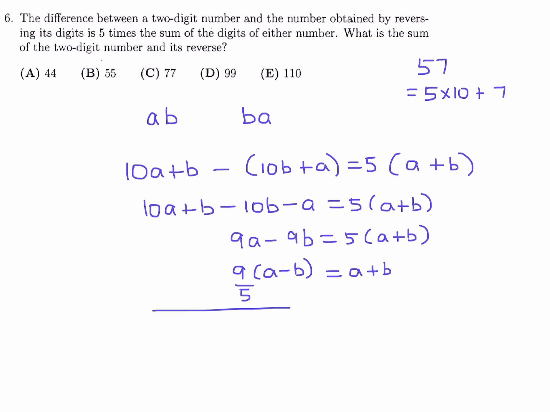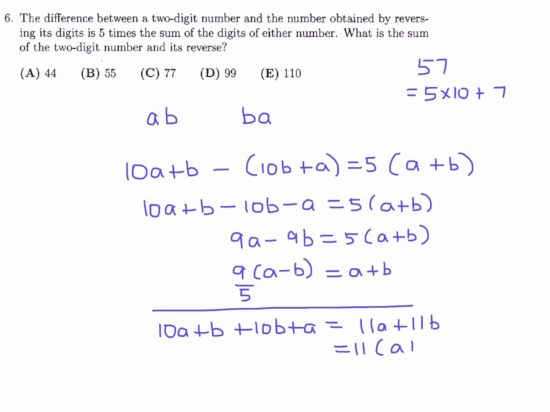And let's see what happens in the next step here. What is the sum of the 2-digit number and its reverse? Okay, so this time they want you to add them. 10A plus B plus 10B plus A. So that gives me 11A plus 11B. Factor out an 11, and I get 11 times A plus B. Okay, well, A plus B, I have an expression there. It's 9 over 5 times A minus B.